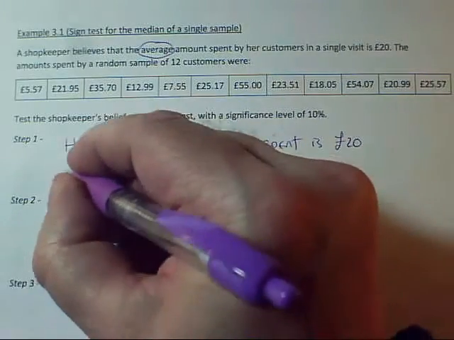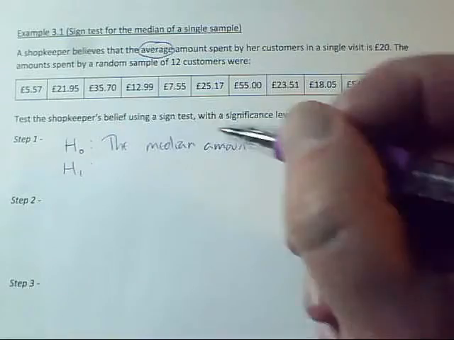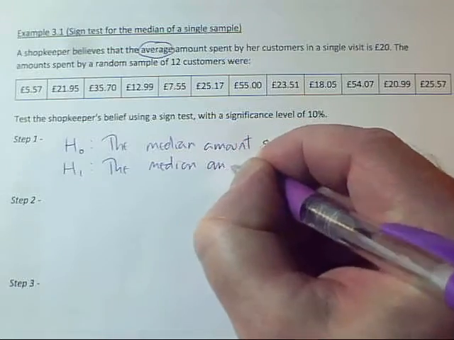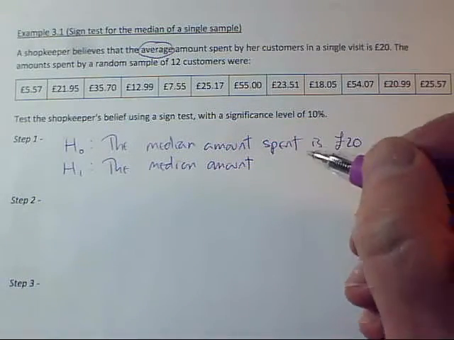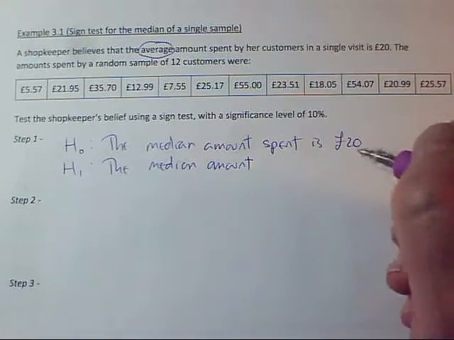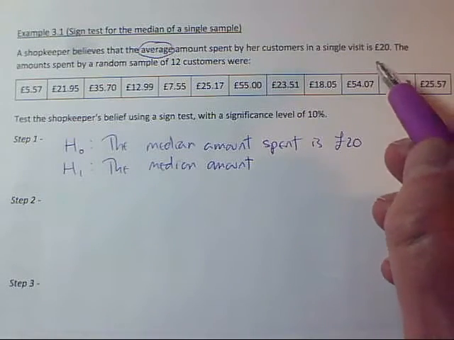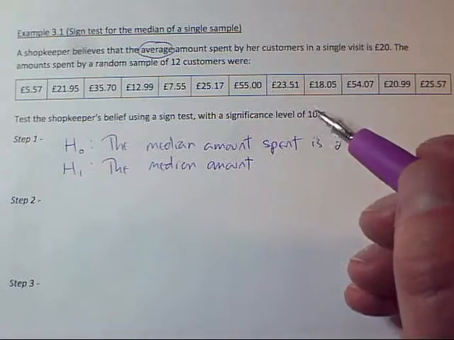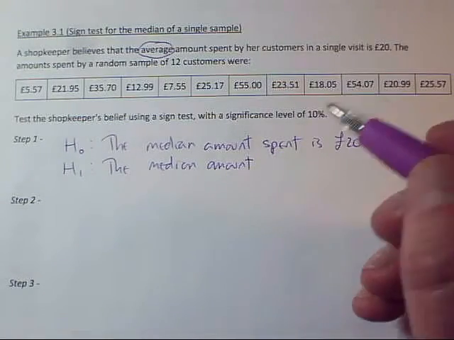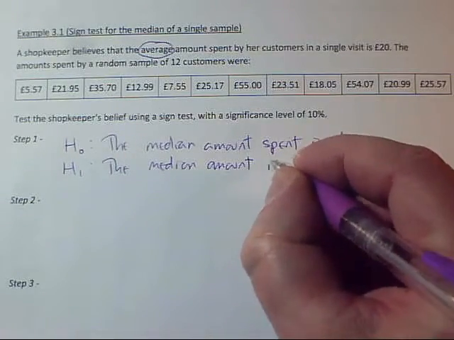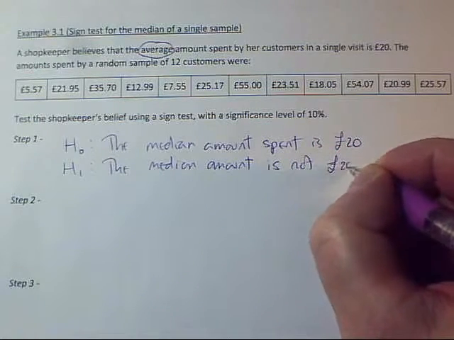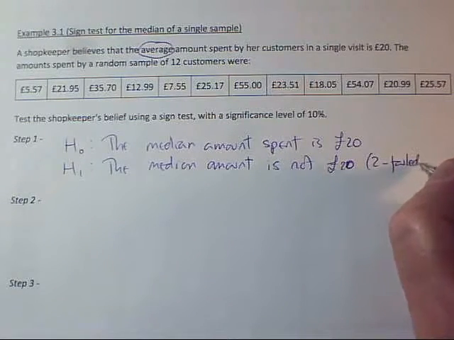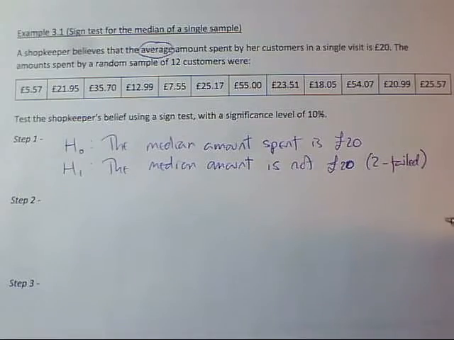And then the alternative hypothesis can be one-tailed or two-tailed, so it's again going to be about the median amount. But this time I have to decide, do I need the median amount to be greater than or less than or just different from £20? Well, the belief we're testing is that the median is £20, so there isn't any need to contradict that. There isn't any need that it's bigger or less. It could just be different. So the median amount is not £20 is my alternative, and therefore this is a two-tailed alternative hypothesis, which I'll be needing to use later.